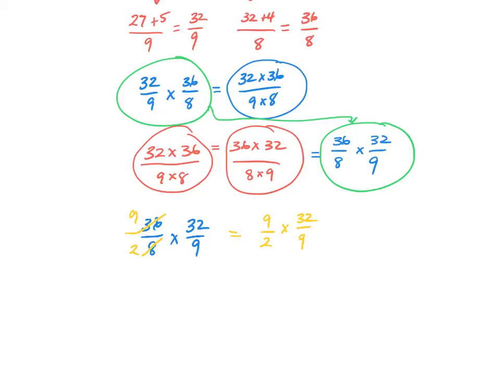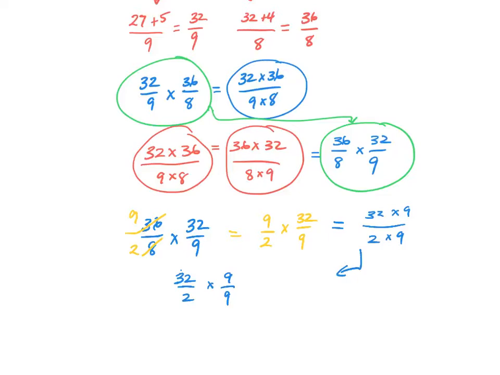Now in my second fraction, 32 over 9, there is not any common factors. However, I can again rearrange my numerators and my denominators, according to the commutative property of multiplication. So I can take this and change it to 32 times 9 over 2 times 9, which becomes, let me rewrite this down below, 32 over 2 times 9 over 9.